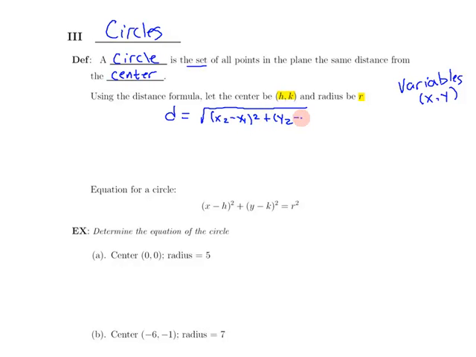x2 minus x1 squared plus y2 minus y1 squared. Let's have this equal to r, because the distance is fixed to be r. Our first point is (h, k) and our second point is (x, y), so it looks like this: x minus h squared plus y minus k squared. And if I square both sides, I end up with this.